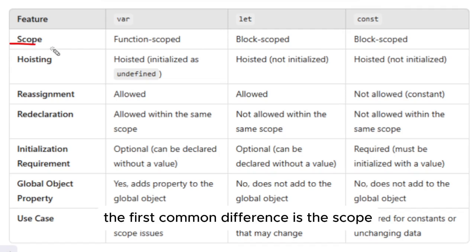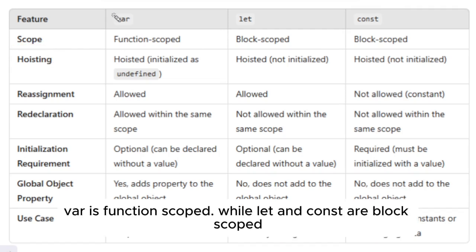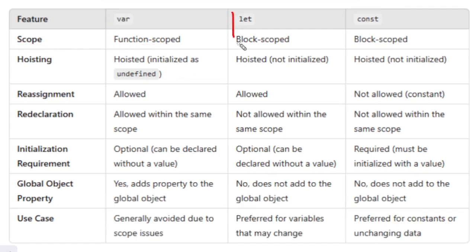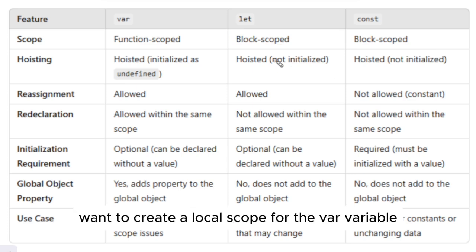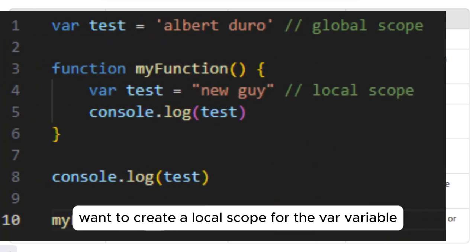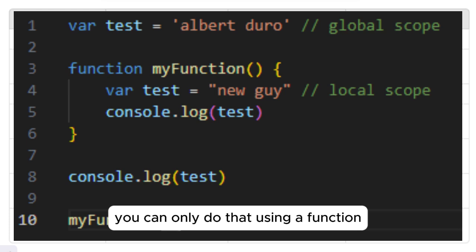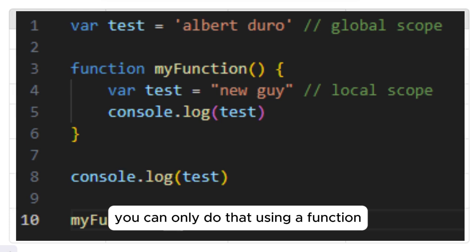The first common difference is the scope. Var is function scope, while let and const are block scope. What that simply means is that when you want to create a local scope for the var variable, you can only do that using a function.